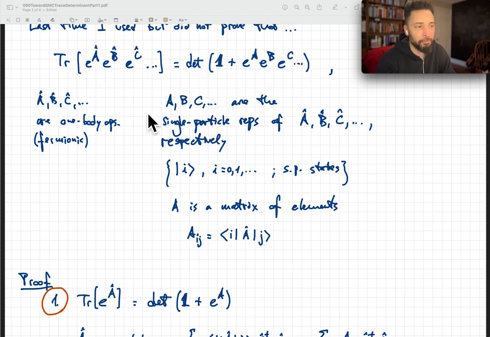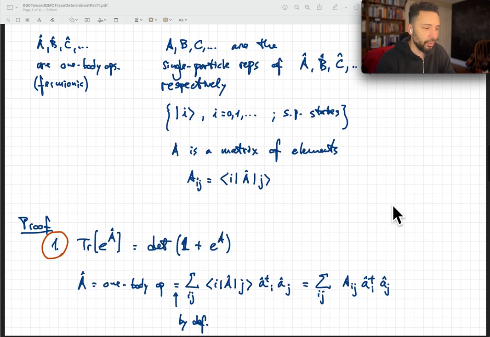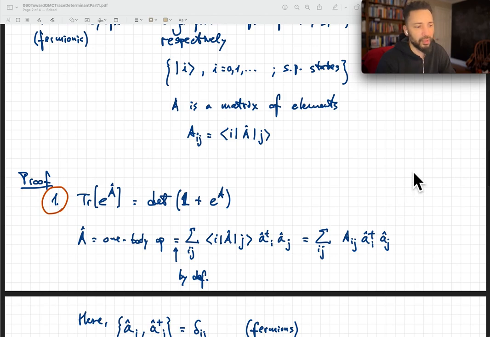And so that's why there's something going on here that really is a matter of notation, or a matter of the fact that this trace is not a trace over the same space where this determinant operates. So let's talk about that. To prove this, we start with the simplest possible case.